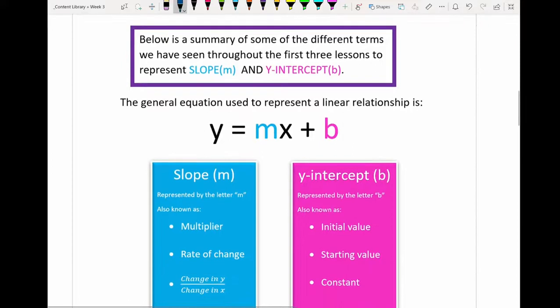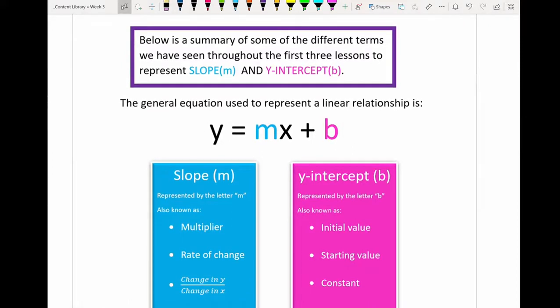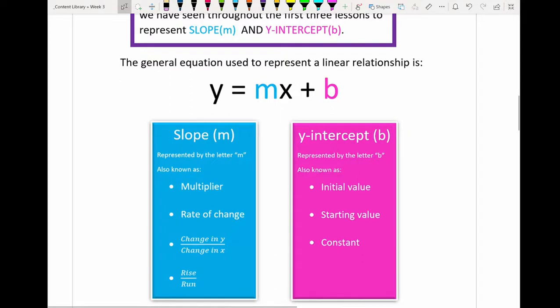Below, we're going to look at a summary of the different terms that we've seen throughout the first 3 lessons to represent slope, or m, and y-intercept, or b. The general equation used to represent a linear relationship is y equals mx plus b. Remember, these are the 2 key things that we need to figure out or find anytime we need to find an equation or a rule.